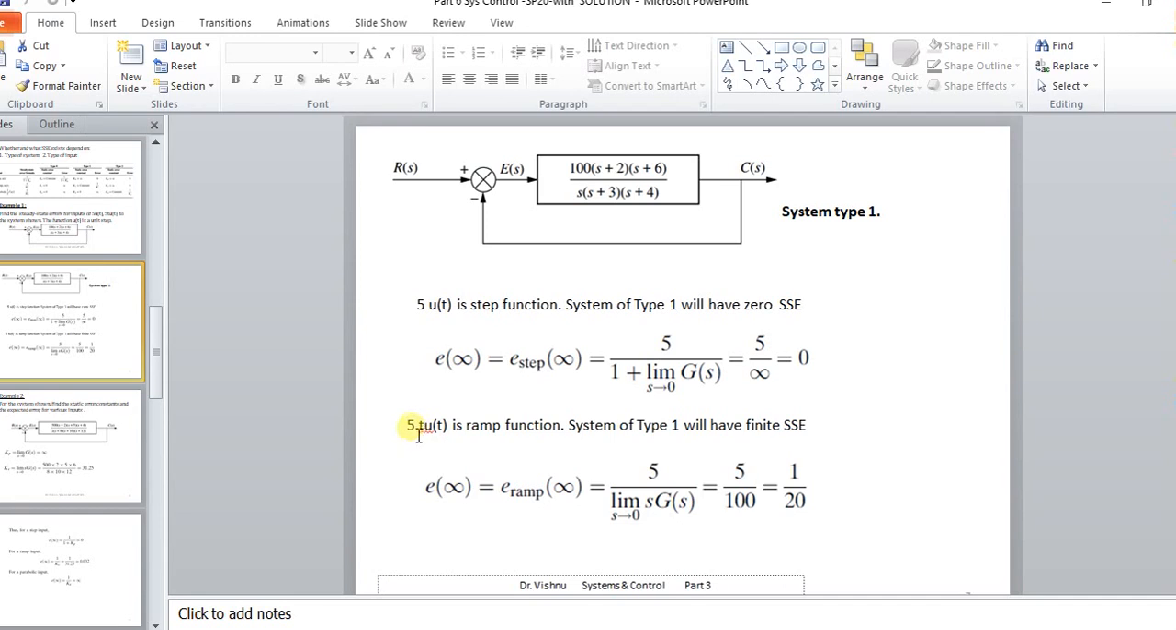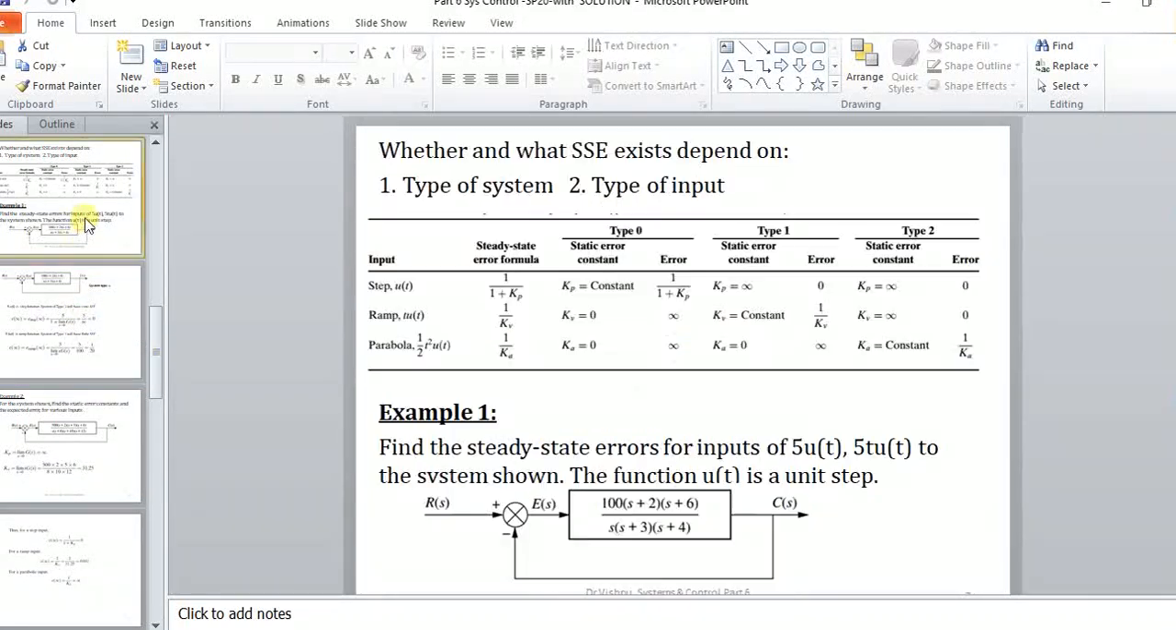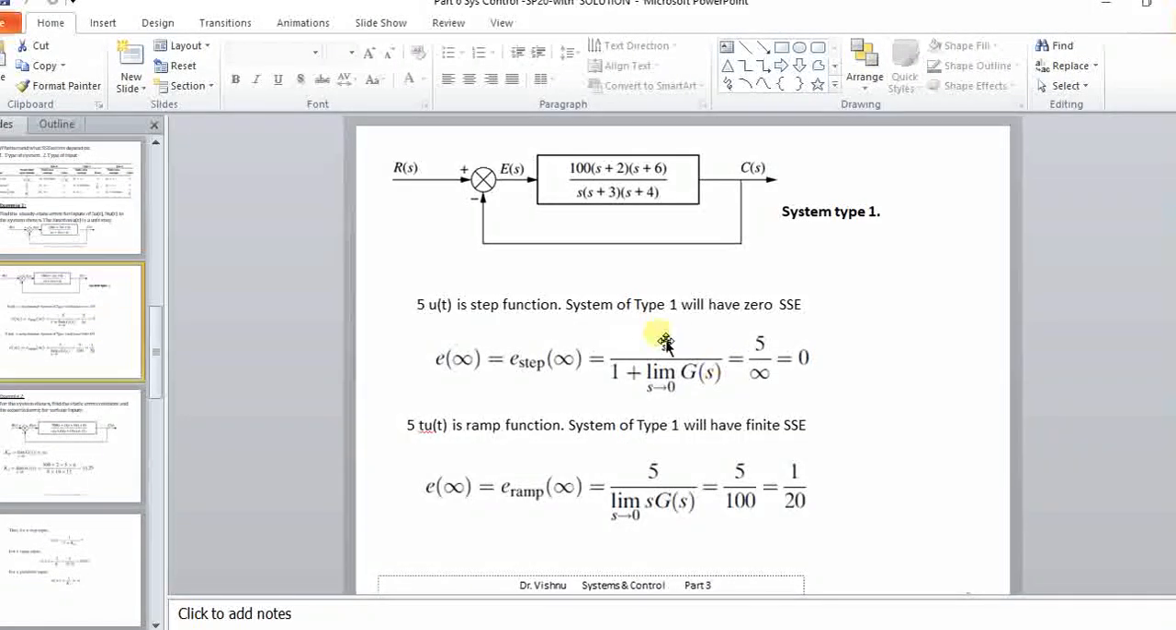The second case is 5tu(t). But before I go to that, you have to be clear about this 5. As I said before, if it is a unit step, then you will write 1 over 1 plus this thing. But since we have 5 as the input, this is the input, so we have to put that 5 here. Anyway, you are going to get 0 here.